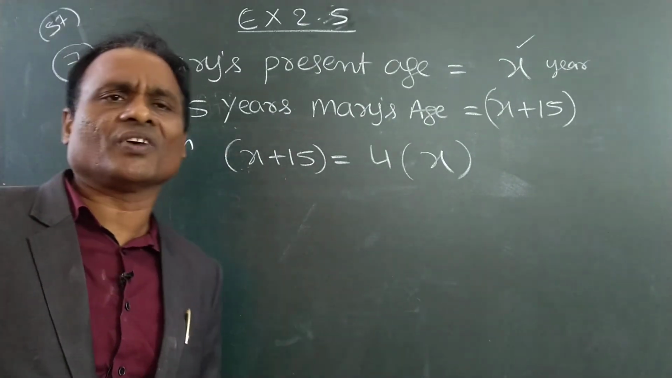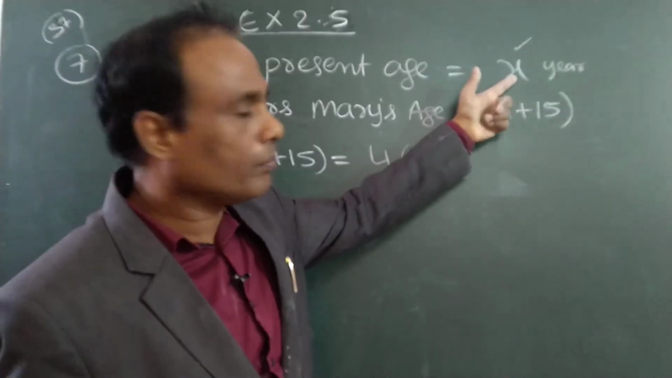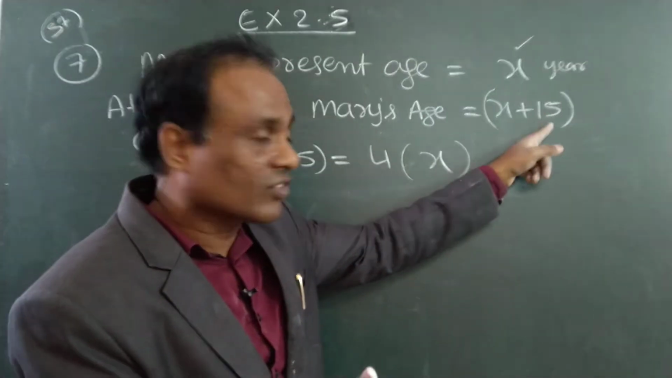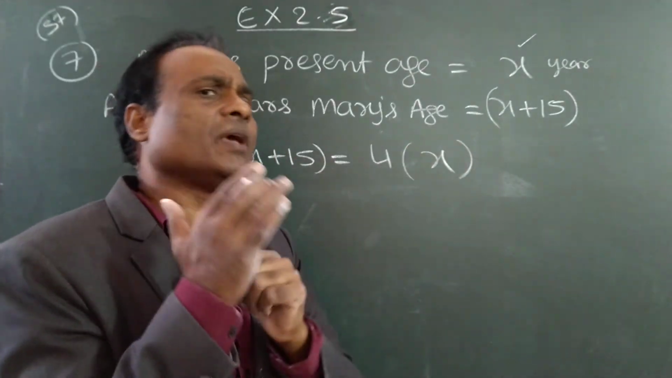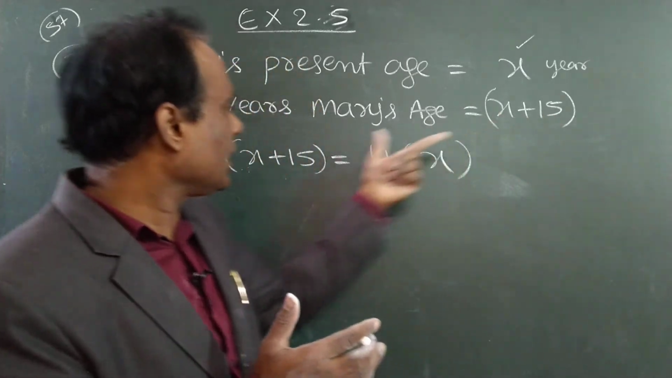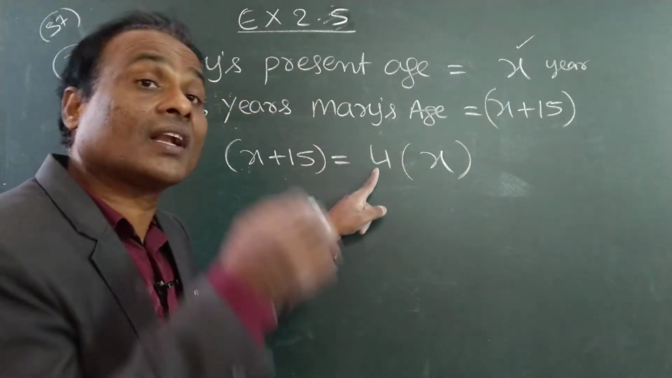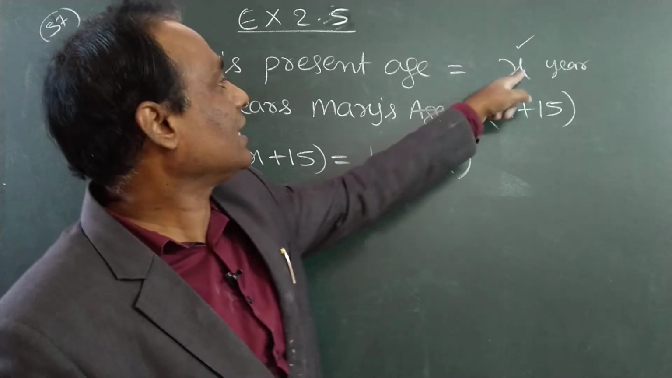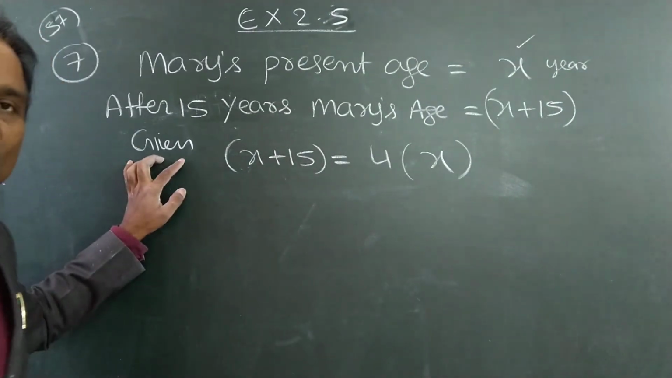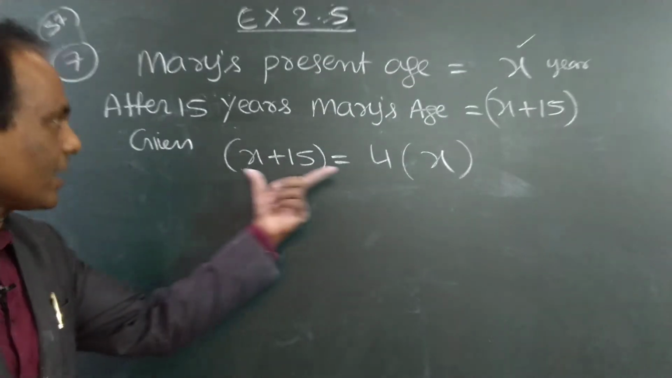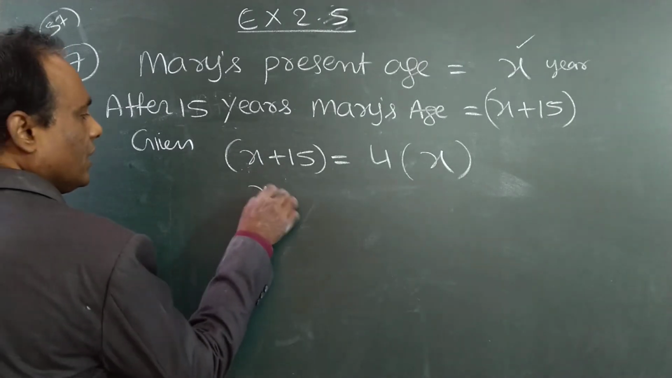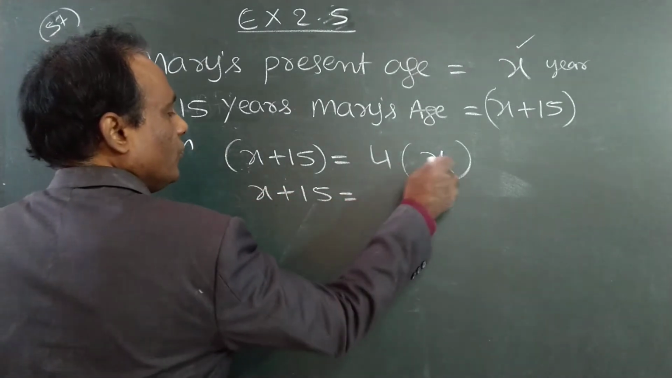From here you know how to solve. Mary's present age is X. After 15 years she will become X plus 15. After 15 years, what will be her age? Add 15. So after 15 years Mary's age is 4 times her present age. Present age is X. This is given in the textbook. From the textbook only I prepared this equation. Now simple. X plus 15 is equal to 4x.